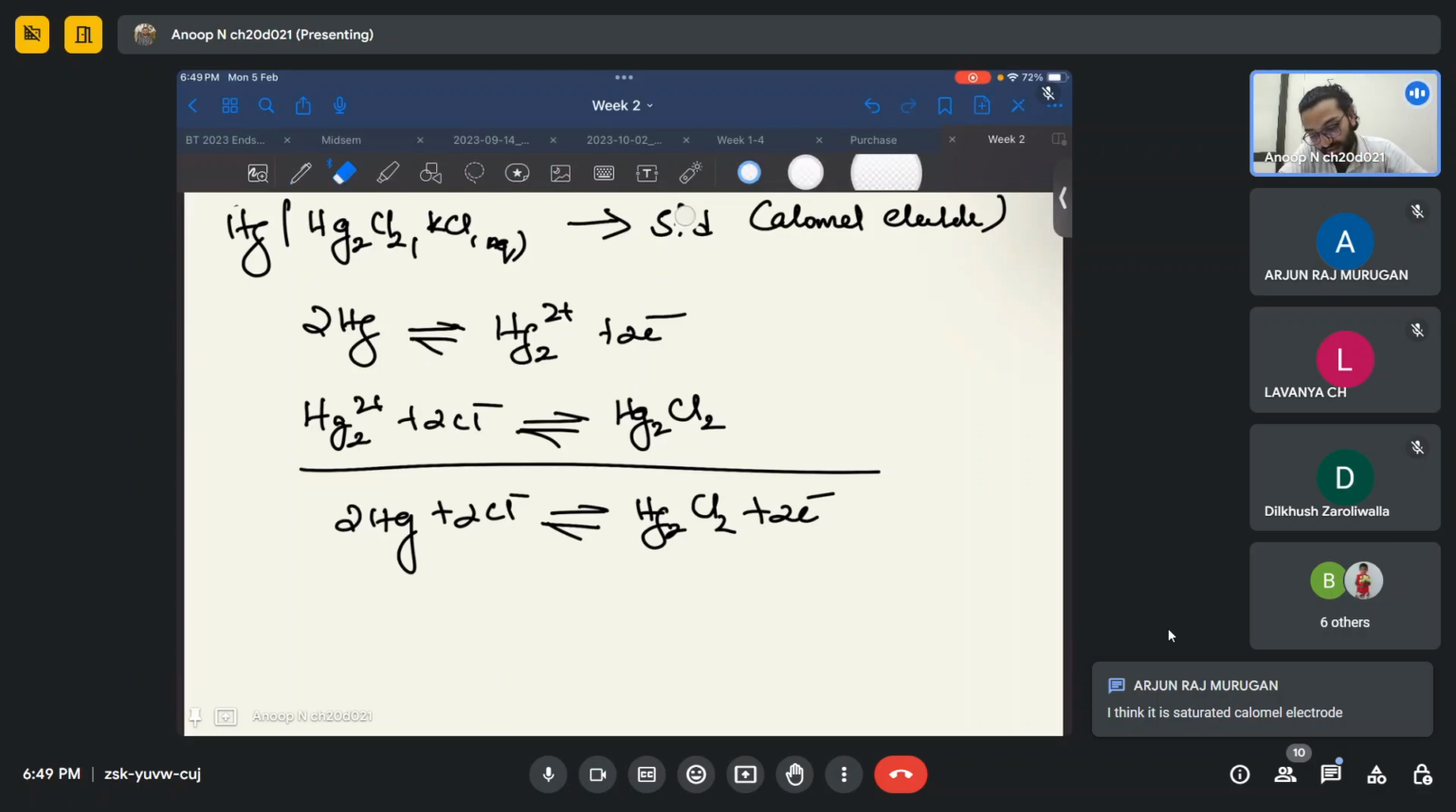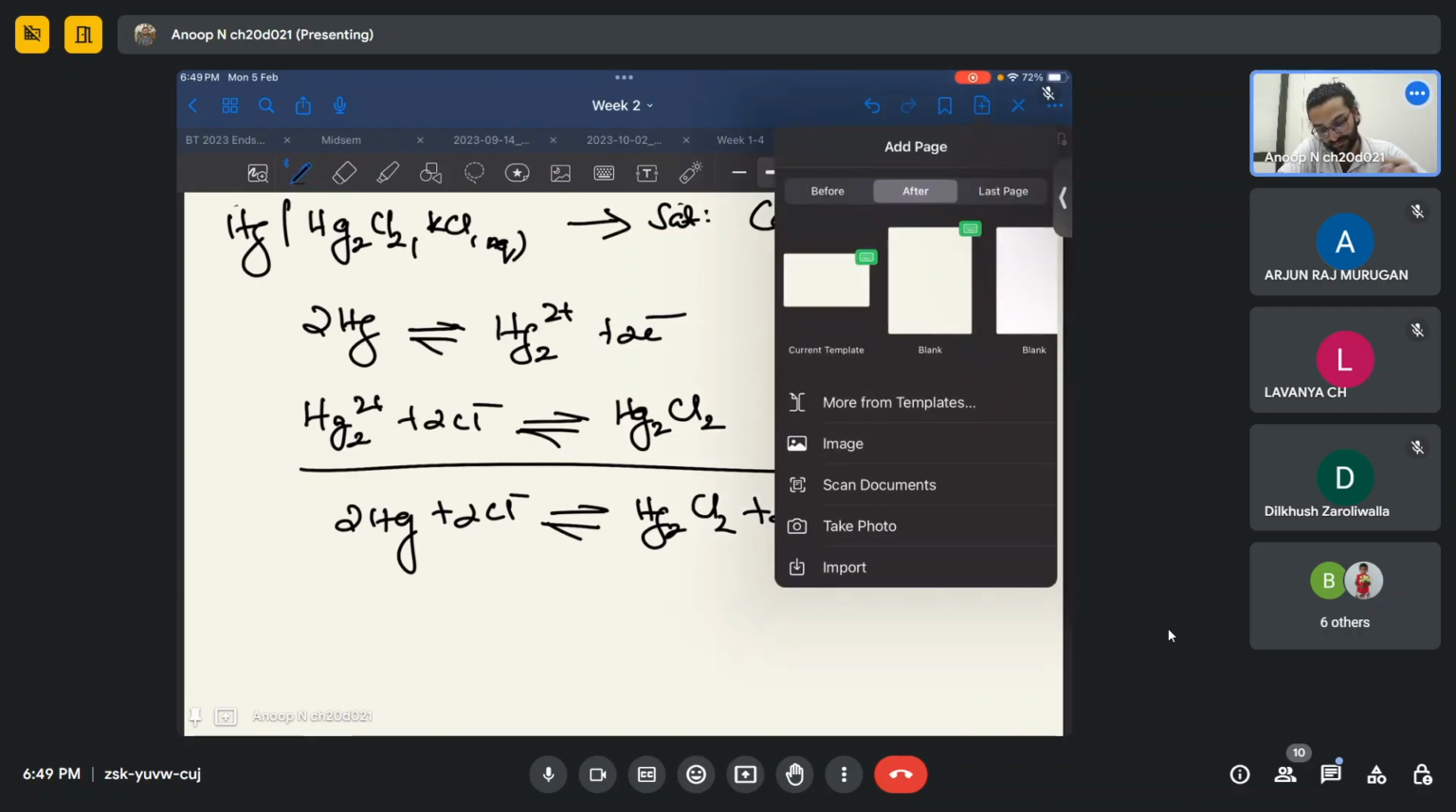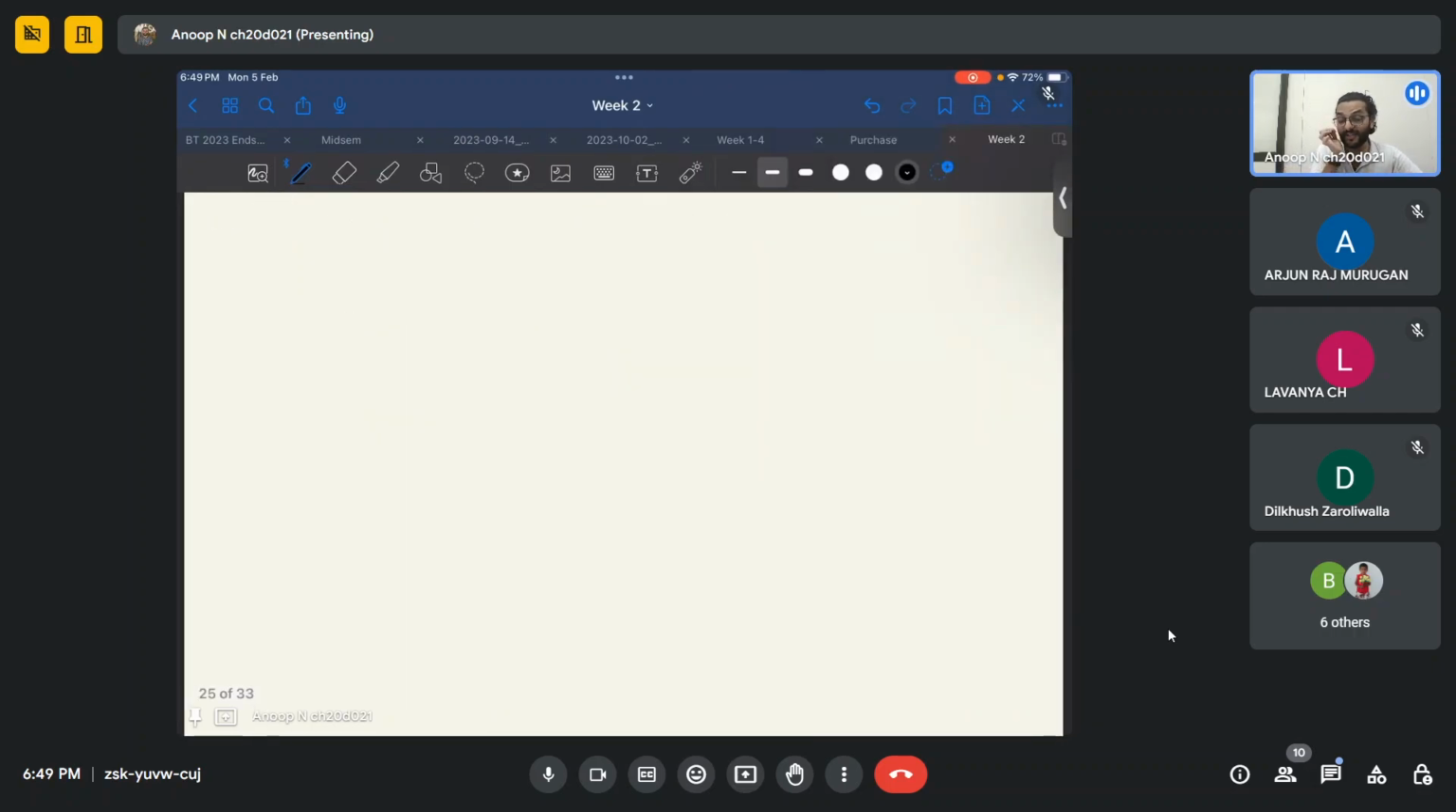Sorry, saturated calomel electrode. That's correct. It's saturated with KCl. Yeah. Then what was the third example?